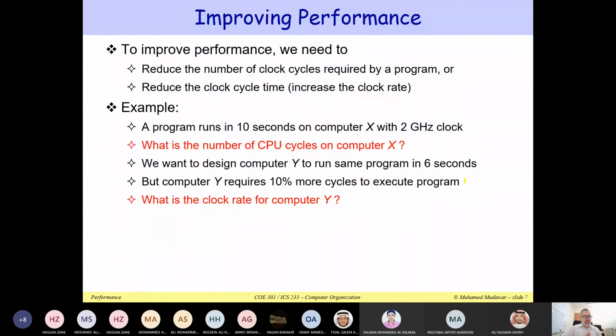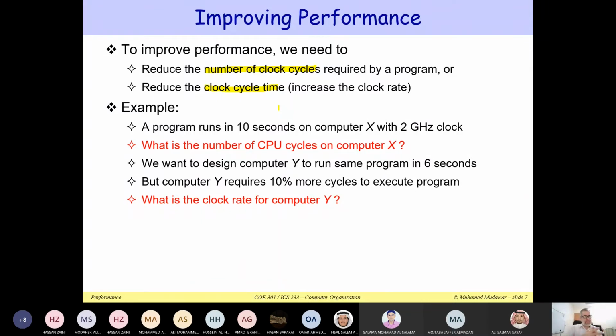So either reduce the number of clock cycles which are required by a given program. If we reduce the total number of clock cycles, you can reduce the execution time. Or you can reduce the clock cycle time. That will be a second option. So either reduce the number of clock cycles or reduce the clock cycle time. If you reduce the clock cycle time, it means that you have to increase the clock rate.